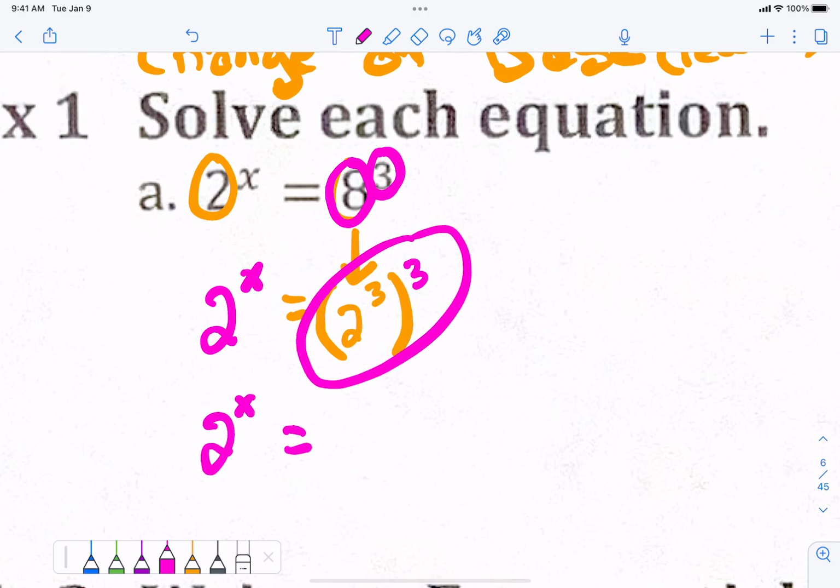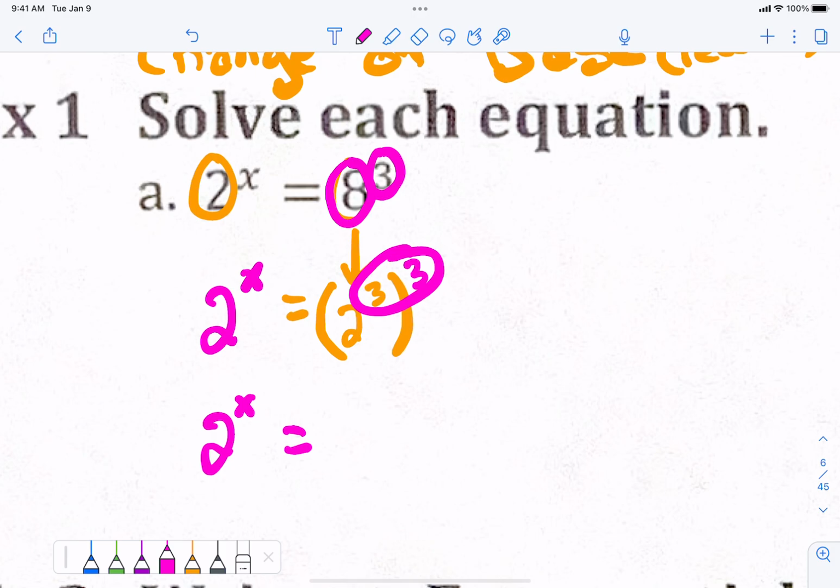But what is 2 to the third to the third? Is it 2 to the 6th, or is it 2 to the 9th? Does this become 6 or 9? 3 times 3 when it's parentheses. Yeah, when it's parentheses, you multiply. So that's 2 to the 9th power.